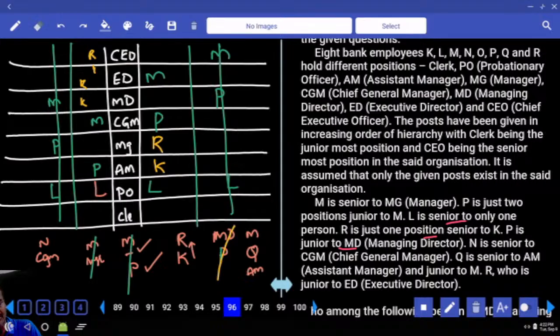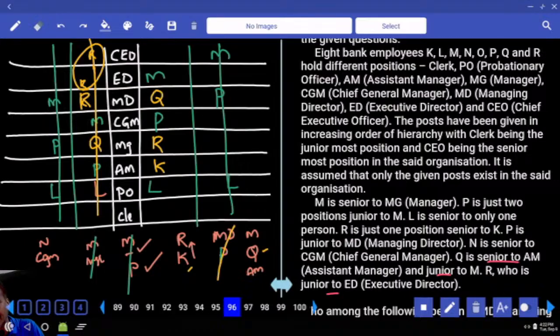Then M and Q, and Q must be after M and before assistant manager. Who is that one? Q. Now Q must be here. And M and Q must be here. Then R and K. Then Q is senior to assistant manager and junior to M. R is junior to ED. Now in this case, R is junior to ED. Is it possible here? Not possible. And this case is ruled out.